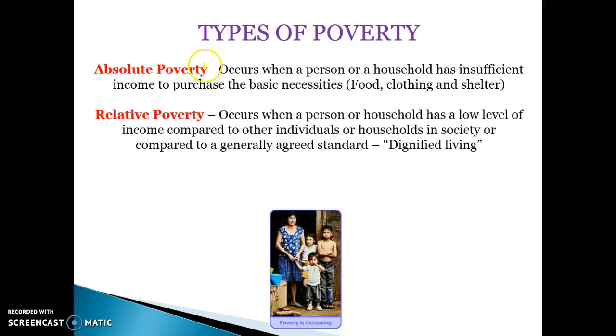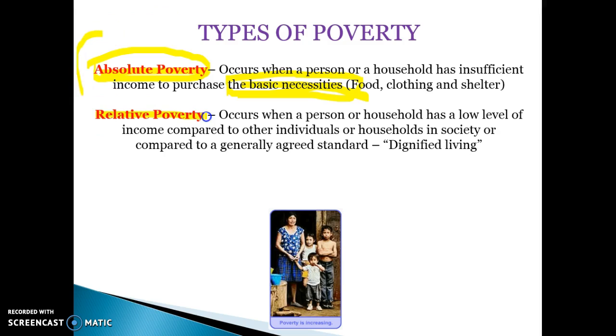There's what we call absolute poverty, and this is the one that we want to avoid in Australia. This is the one that we want to avoid as part of our goal. That occurs when a person or a household has insufficient income to purchase the basic necessities. So this is when people don't have enough income to provide food, clothing and shelter for themselves or their kids. So this one we want to avoid.